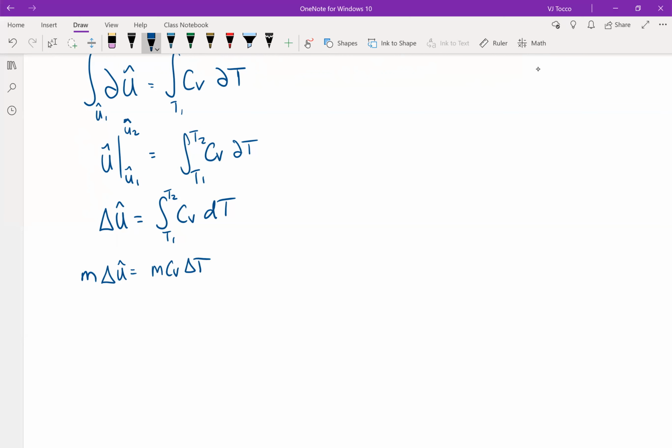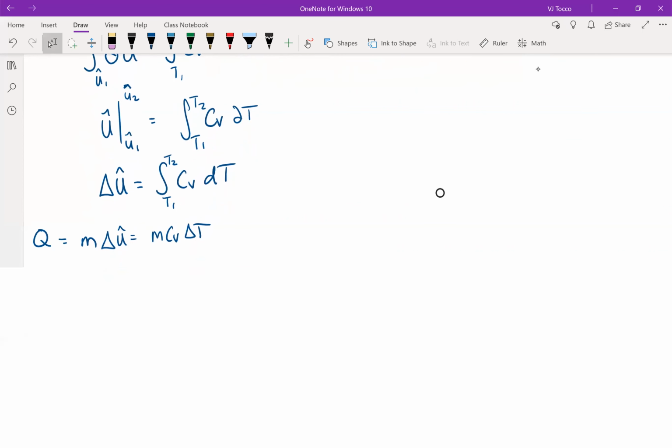All right, so you probably heard the formula. I think it's Q is equal to mCV delta T. If the energy balance reduces to Q is equal to delta U, then you could say this as well. Q is equal to m delta U hat equals mCV delta T. Now, this was for a closed system. You could also do the same thing for an open system by analogy.